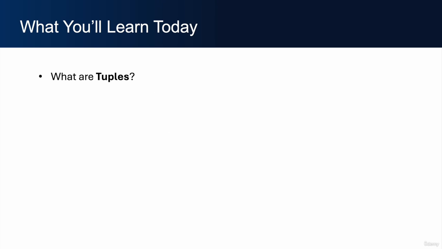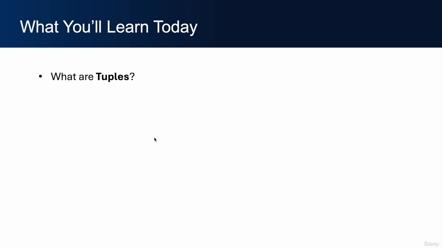A tuple is an immutable data structure in Python. Once created, its contents cannot be changed, added, or removed. So tuples are useful for storing fixed collection of items. That's what you need to remember. Again, it's an immutable data structure, which means once it's created, its contents cannot be changed, added, or removed, and it's used for storing fixed collection of items.